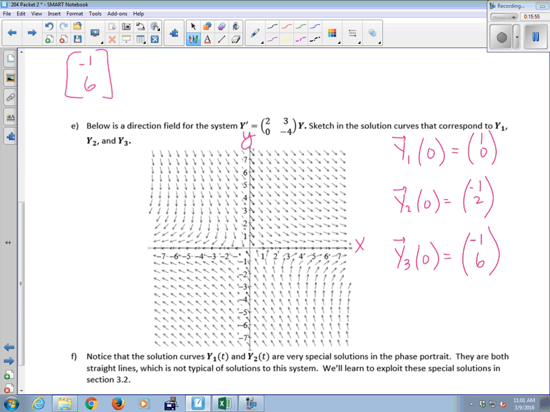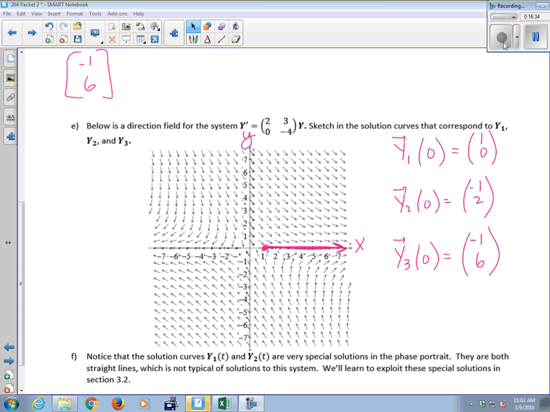All right, so I'm going to plot each of them. (1, 0) has as its initial condition this point right here. That's y1. And it looks like the vectors are just pointing straight along the x-axis. So we plot (1, 0), we follow the direction field, it's just heading along the x-axis. So this is the solution curve that corresponds to y1.